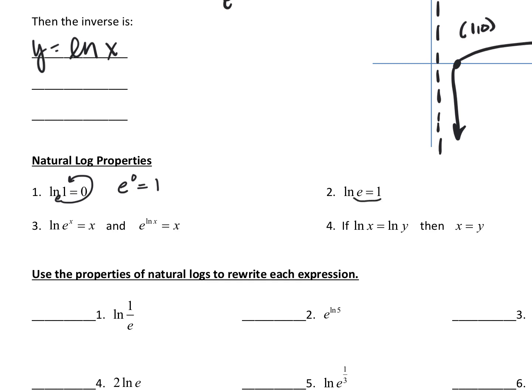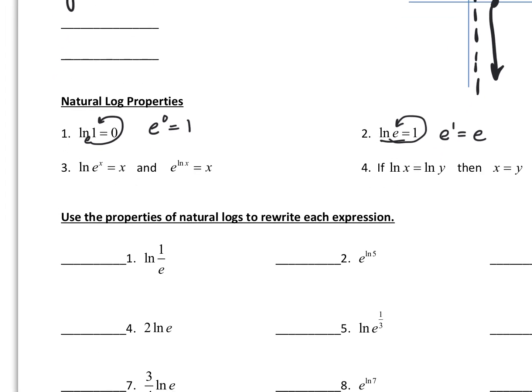Look at number 2. If I swirl this one, it's saying e to the first power is equal to e. And you're like, well, duh. Yes, it is, of course. But that's what this property is telling us in natural log mode, basically. Number 3, the natural log of e to the x is equal to x. Because if I swirled it, you would see e to the x is equal to e to the x. Looks identical, they are the same.